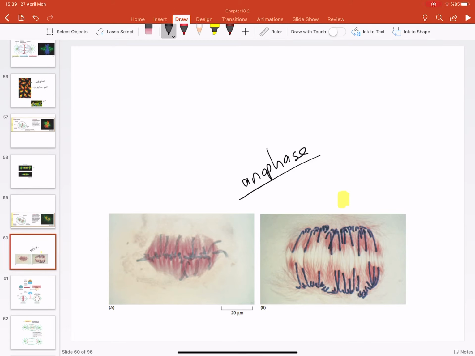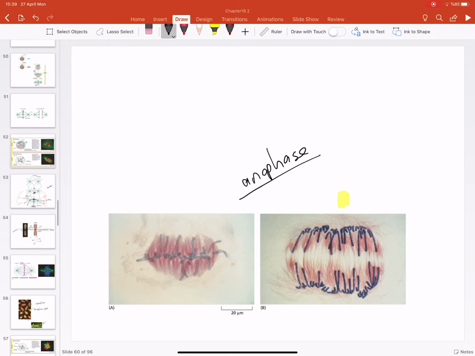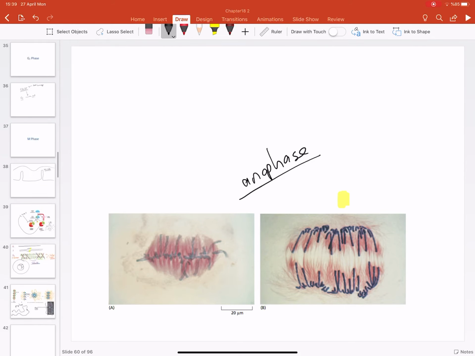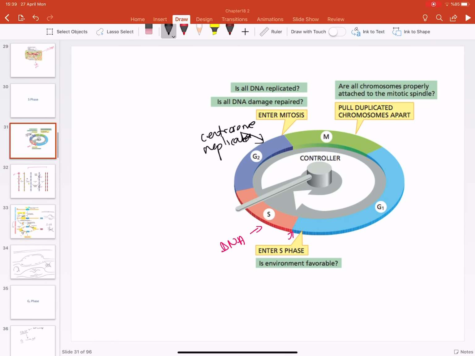Okay, about the anaphase. We know that one of the main checkpoints of the cell cycle is here between the metaphase and anaphase. So the start of the anaphase is well controlled. The passage between metaphase and anaphase is done by the key molecule APC, anaphase promoting complex.